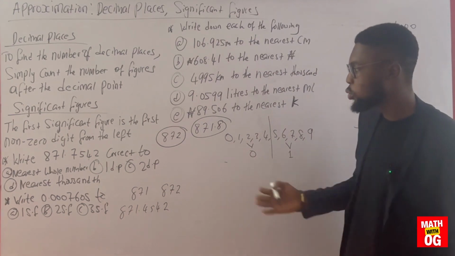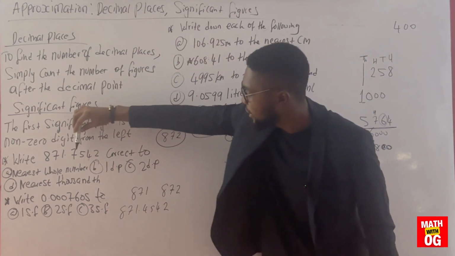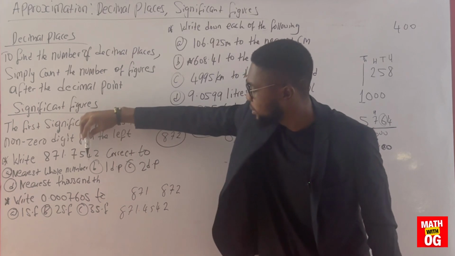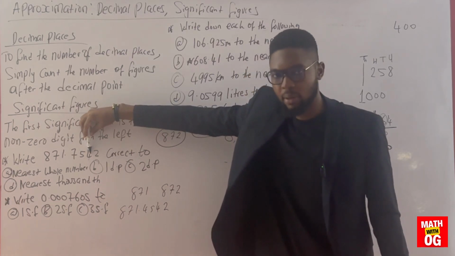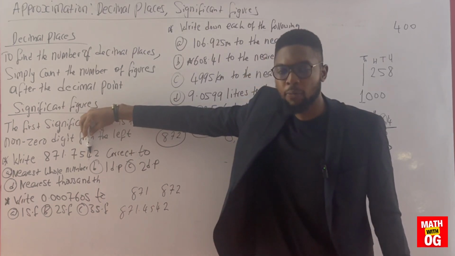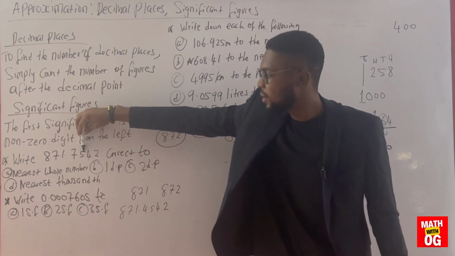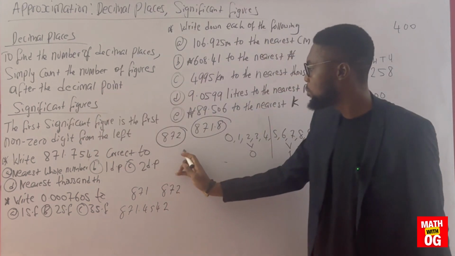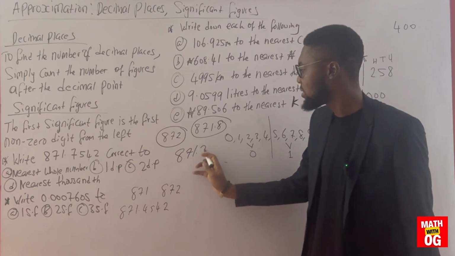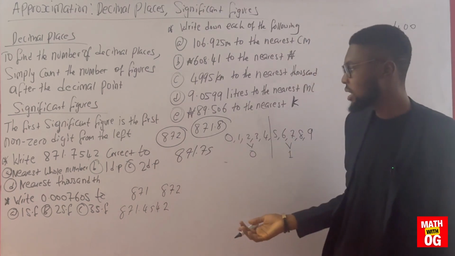Now the C part, 2 decimal places. You check first decimal place, second decimal place. So you look at the next after the second decimal place. Will 4 go to 1 or 0? 4 will go to 0. So 0 plus 5 is 5. So to 2 decimal places, this should be 871.75. So that is the answer.